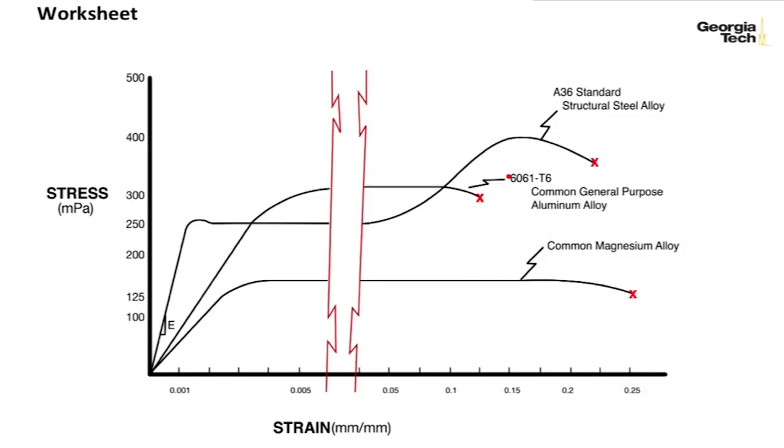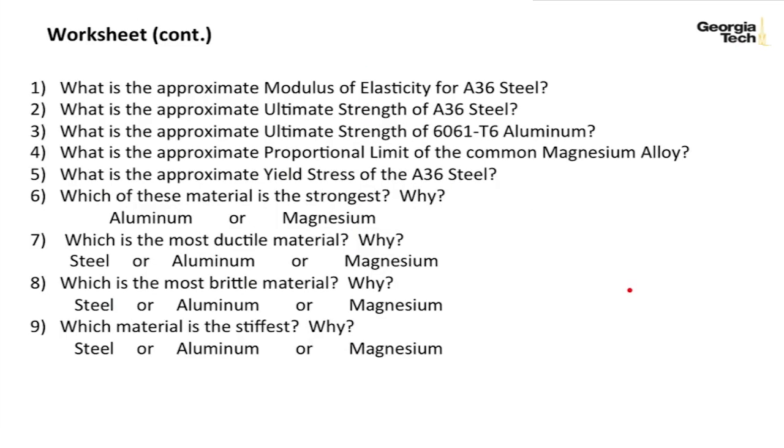Now what I'd like you to do is complete a worksheet to look at typical stress-strain diagrams for different materials and pick off values. Here I have three typical materials: a standard structural steel alloy, a common aluminum alloy, and a magnesium alloy. For those different materials and those typical stress-strain curves, I would like you to answer these questions. Go through, find the modulus of elasticity for the steel, ultimate strength, and go on all the way through.